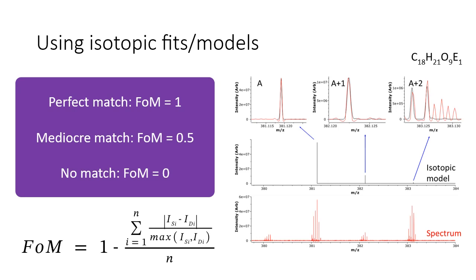So if there was a perfect match between the theoretical isotopic distribution and the peaks I could see in the spectrum, then I'd get a figure of merit of 1. And if none of the peaks were found, then this would give a figure of merit of 0. So the closer the FOM is to 1, the better the match is.